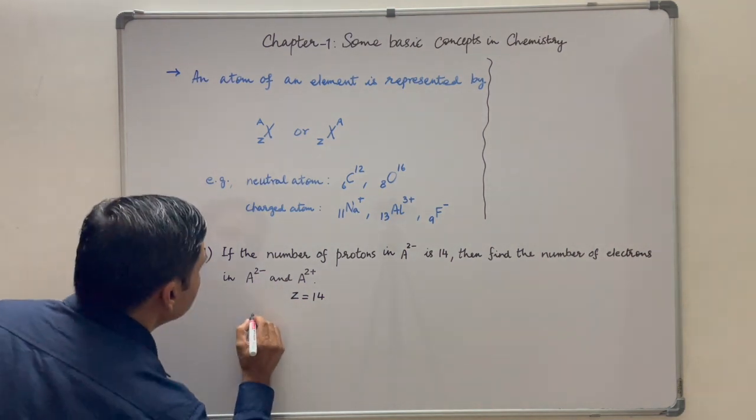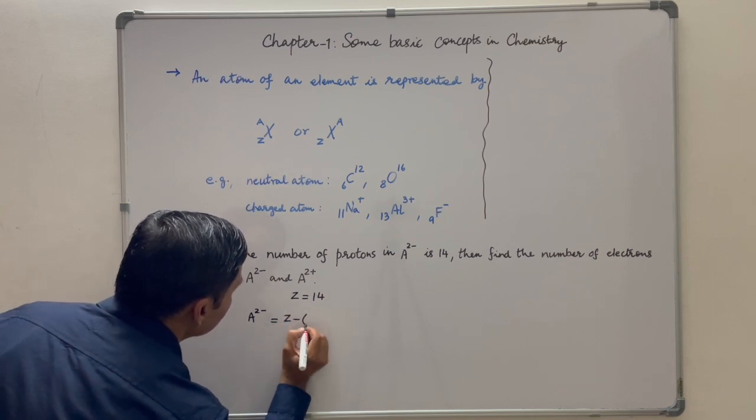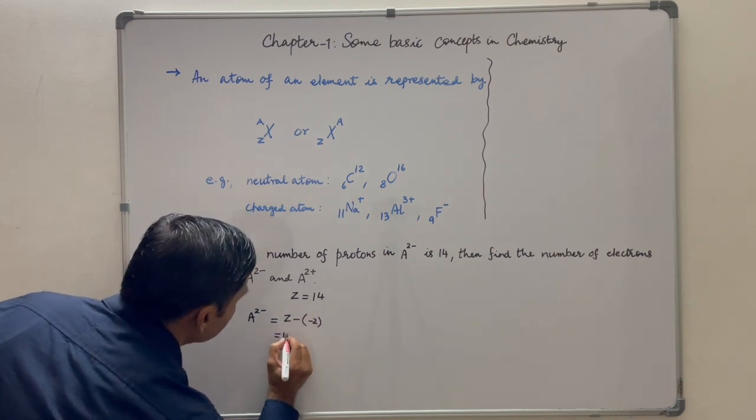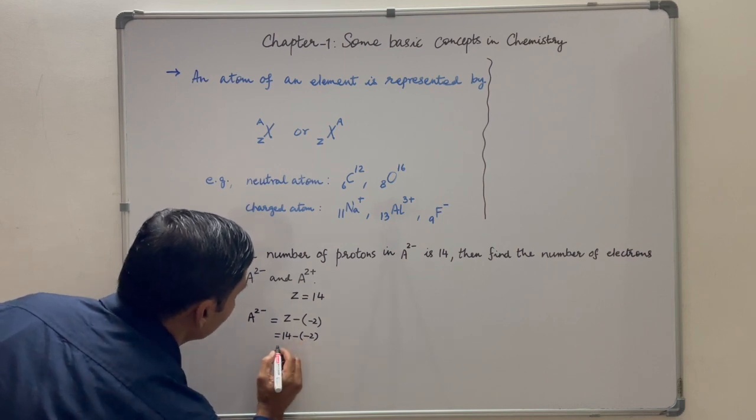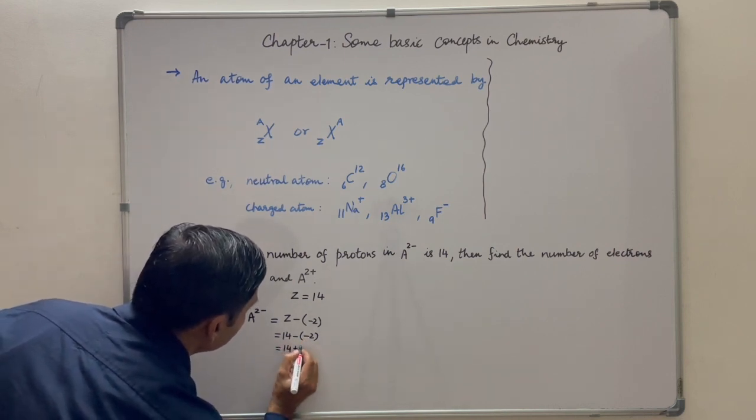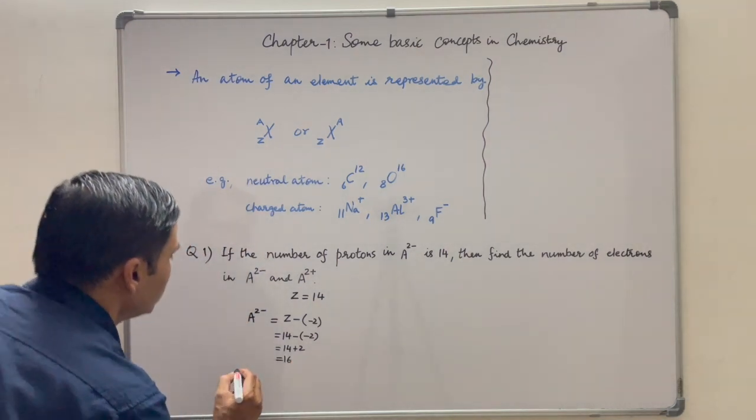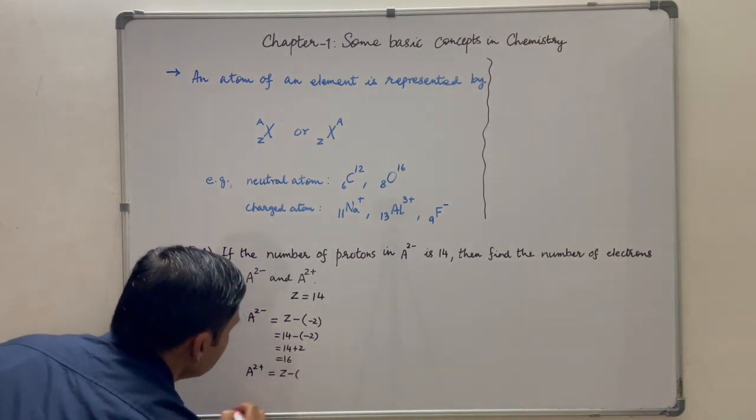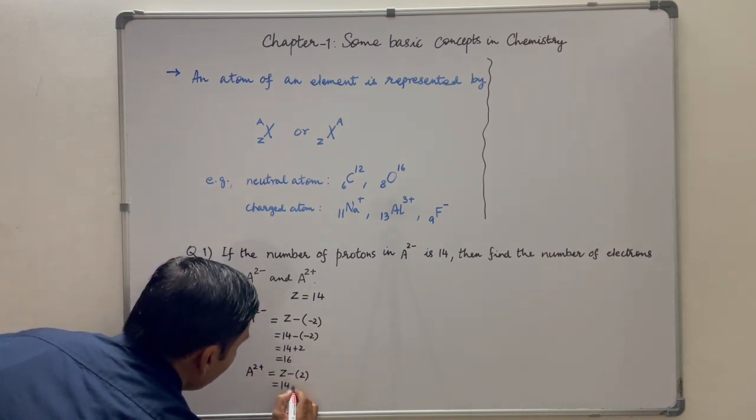So number of electrons in A2 minus will be equal to Z minus charge on atom, that is minus 2. Z is given as 14, so 14 minus minus 2. Minus into minus is equal to plus, so it will be 14 plus 2 and that is equal to 16. Similarly, number of electrons in A2 plus will be equal to Z minus charge on atom, that will be plus 2. Z is 14, so 14 minus 2 will be equal to 12.